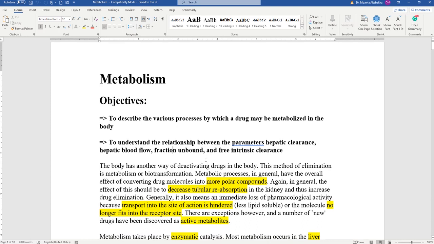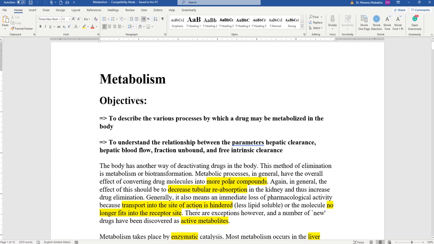Metabolism is also known as biotransformation. So there is another term, biotransformation. In this process, the drug is changed so that it becomes more polar. So the polarity of the drug increases. When the polarity of the drug increases, what will be the effect of that usually?